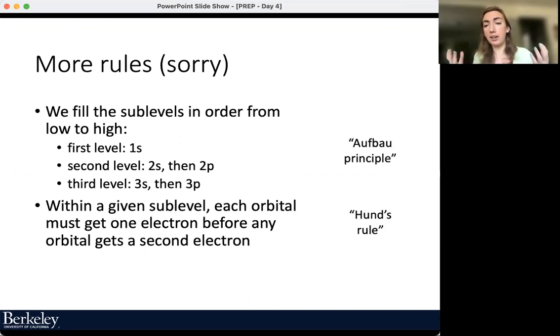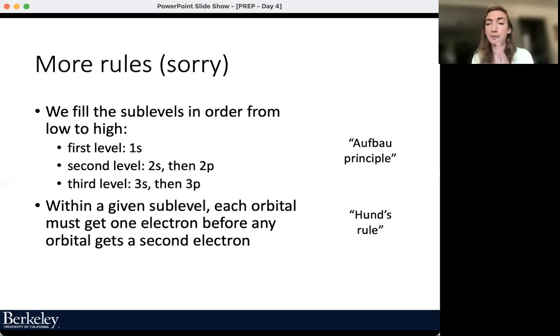And just so you've heard these words before, that first rule where we fill from low to high is called the Aufbau principle. And the second rule about sharing is called Hund's rule. You don't need to memorize what those are called, but I just want you to have heard those words before so that when you hear them again, maybe they sound a little bit familiar.